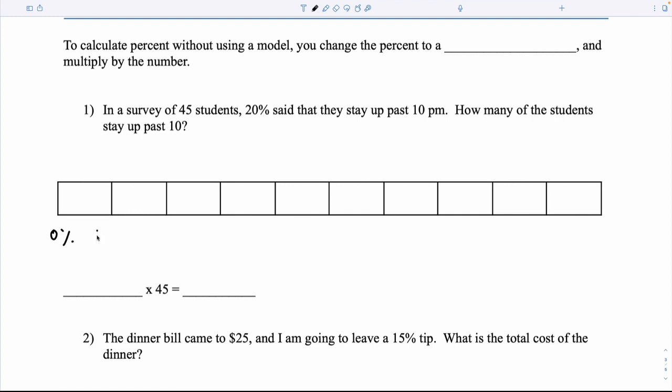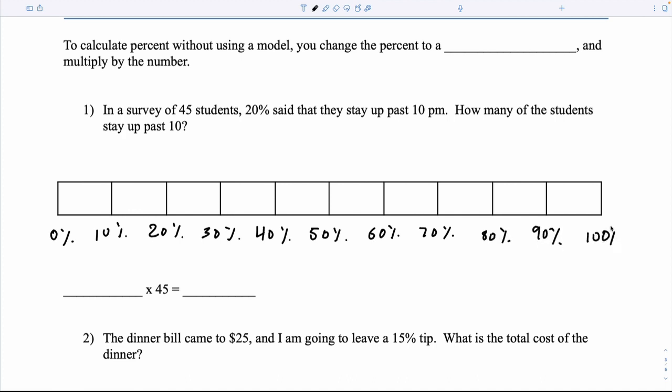0%, 10%. You only have 3 more times, so make sure that you are doing this as precisely and neatly as possible. I'll make mine look beautiful because mine was getting sloppy in the warm-up. 70%, 80%, 90%, 100%.